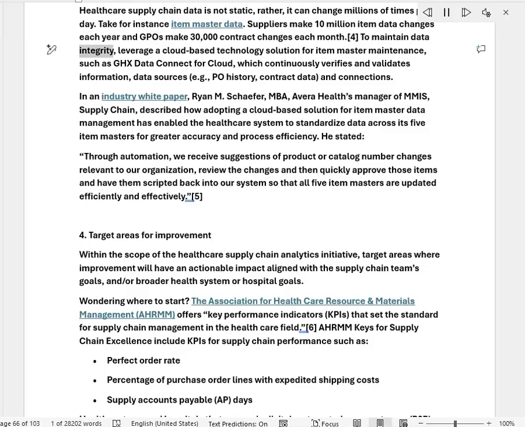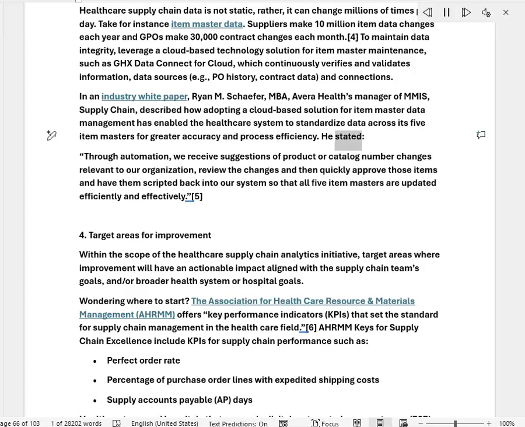To maintain data integrity, leverage a cloud-based technology solution for item master maintenance, such as GHX Data Connect for Cloud, which continuously verifies and validates information, data sources, for example PO history, contract data, and connections. In an industry white paper, Ryan M. Schaefer, MBA, Avera Health's manager of MMIS, supply chain, described how adopting a cloud-based solution for item master data management has enabled the healthcare system to standardize data across its 5 item masters for greater accuracy and process efficiency.